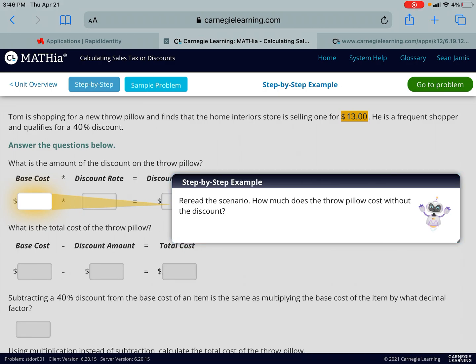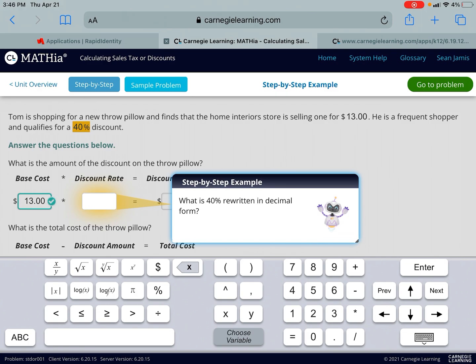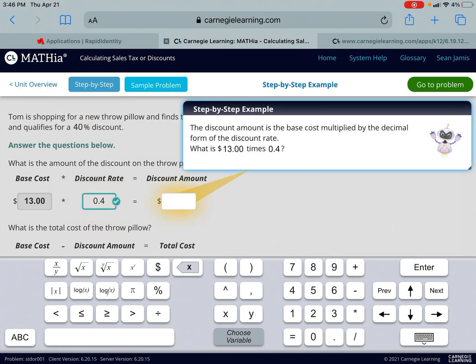It says $13, so 13, and you can add .00 if you want. It's optional. And then any percent in decimal form is 0 point, and then the number. If it's one digit, you do it like that. In this case, it's 40, so we'll do it like that.